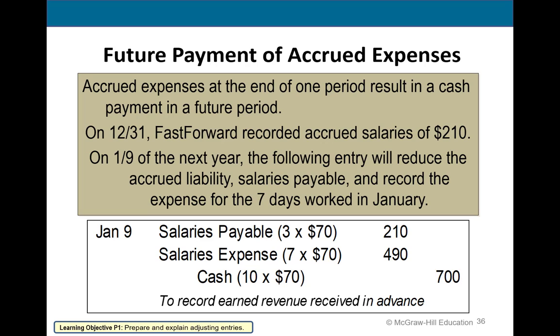Notice the date on this is January 9th, including the New Year's holiday, as an expense of the new accounting period. The $700 credit records the amount of cash paid to the employees. This is the cash that went out for the payroll.